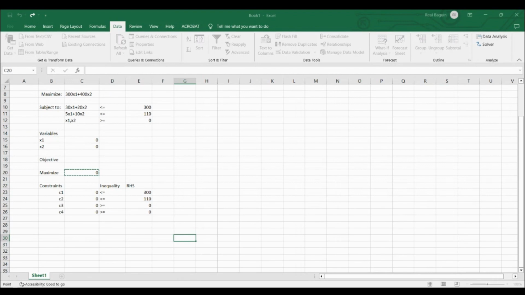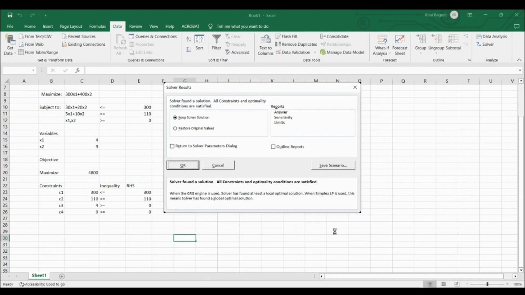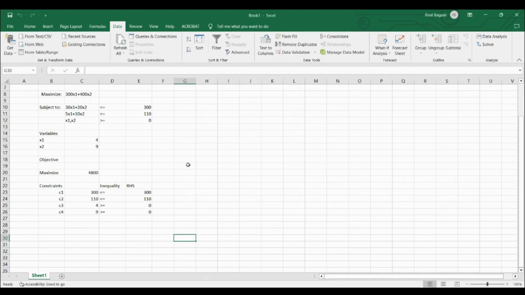All right, so we already have our constraints here, and make sure that we click the simplex linear programming method. So now we're ready to solve. Okay, let's click OK. And we have here the result. So meaning to say, our maximum profit is 4,800 pesos, and we could manufacture 4 tables and 9 chairs.